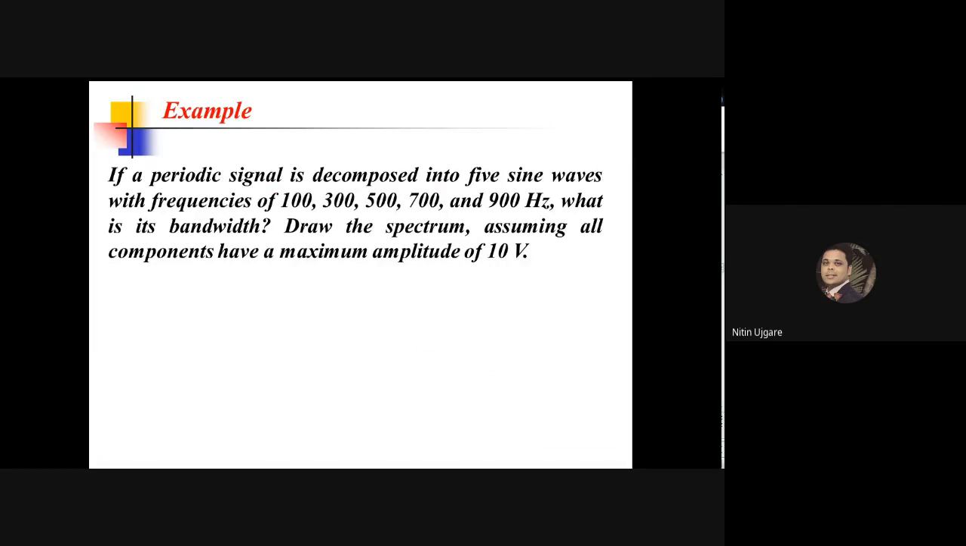So if a periodic signal is decomposed, this is the problem. If a periodic signal is decomposed into 5 sine waves with a frequency of 100, 300, 500, 700 and 900 hertz, what is its bandwidth? What is the bandwidth of the periodic composite signal? And we're supposed to draw the spectrum assuming that all the components have a maximum amplitude of 10 volt.